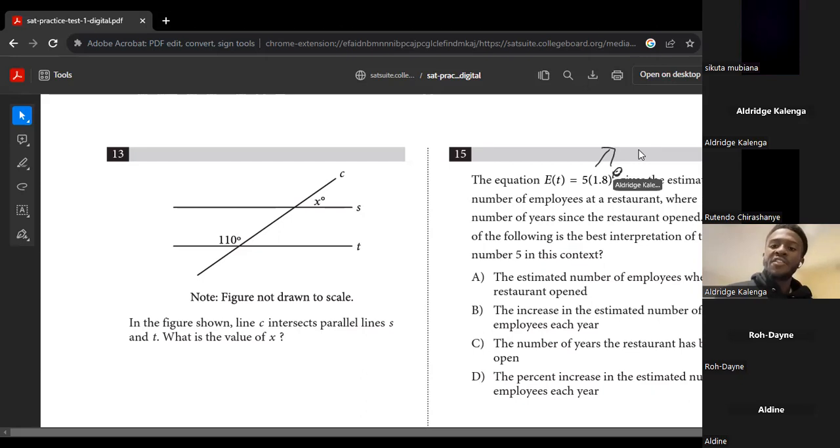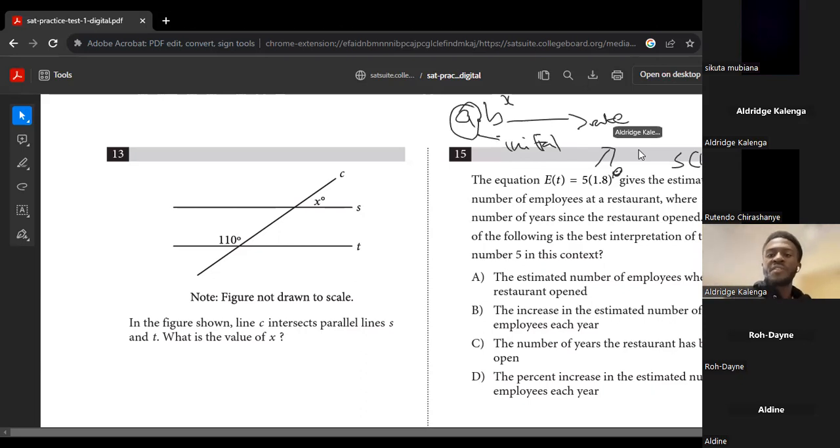So 1.8 to the power 0 is 1. So it means at the beginning of time, just 5 times 1, which is just 5. So this is in the exponential form A times B to the power X, where A stands for the initial value, and B stands for the rate. So this is the rate of increase or decrease.